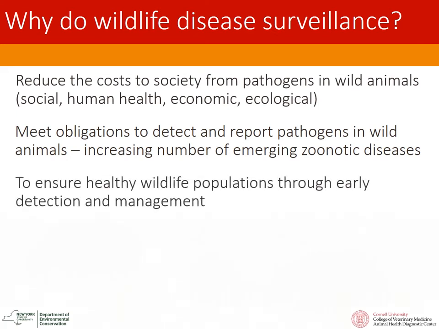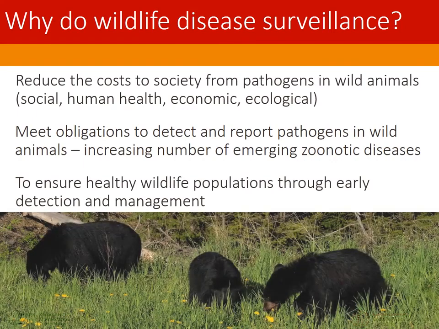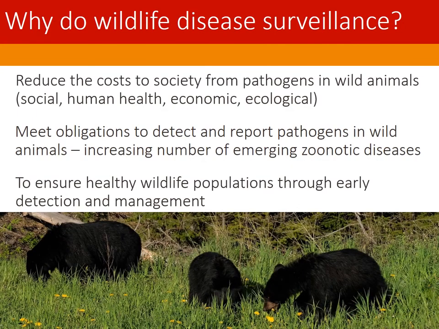Finally, this is the one I added, we want to ensure healthy wild populations through early detection and management. Healthy does not always mean at the density desired by the public, whether that's high deer density for hunting or low density coyotes in suburban areas, but goes back to the definition I used at the beginning of this presentation, where an animal is fulfilling its ecological role.